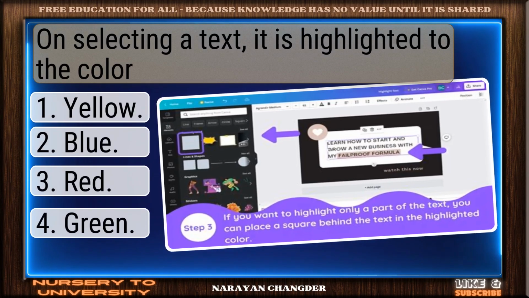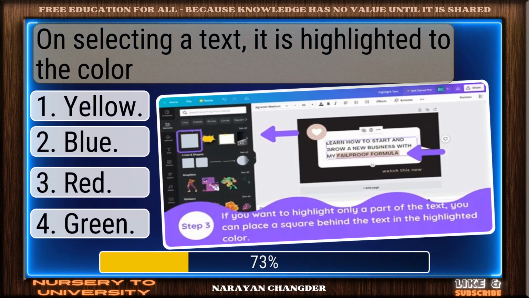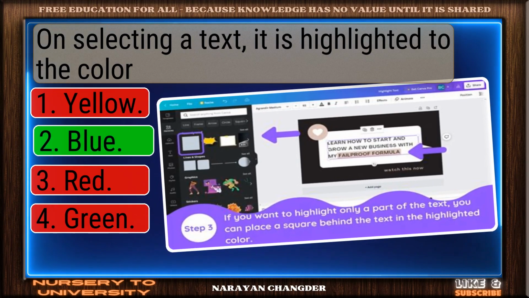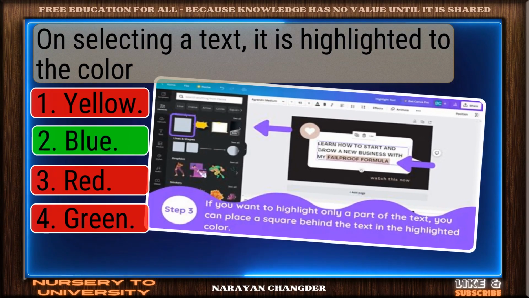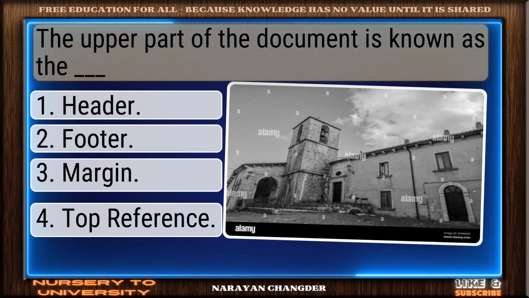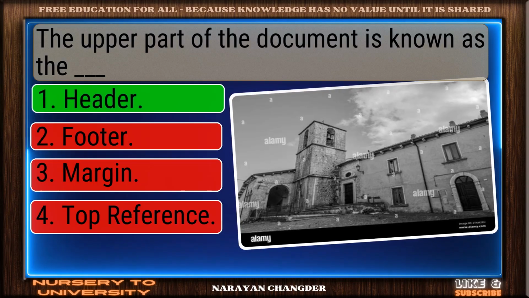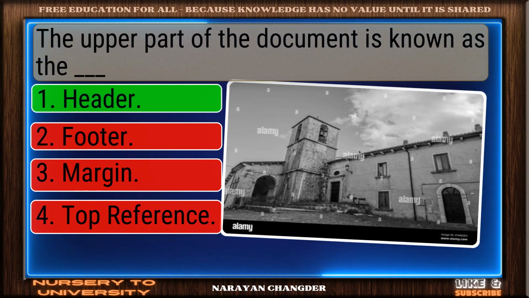On selecting a text, it is highlighted to the color. Good job. Your answer blue works well here. The upper part of the document is known as the dash. Valid point. Header is true.